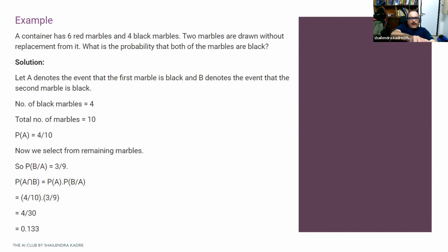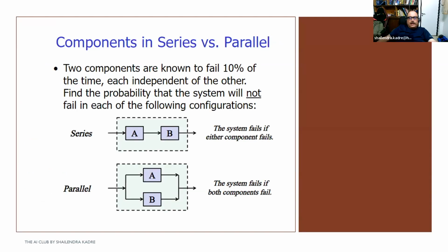Now we have to find out when both marbles are black, means A and B are black. And means you have to find out intersection. So intersection is 4 by 10 into 3 by 9. Understood? Is this problem understood by everybody? Yes, sir. Then now we are getting some practical applications.